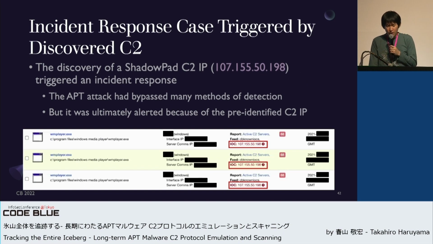Let's get back to talking about the discovered shadow path C2 IPs. The discovery of a shadow path C2 IP triggered an incident response. The APT attack had bypassed many methods of endpoint detections, but it was alerted because of the pre-identified C2 IP. In this case, the C2 scanning technique worked as a proactive threat detection method.